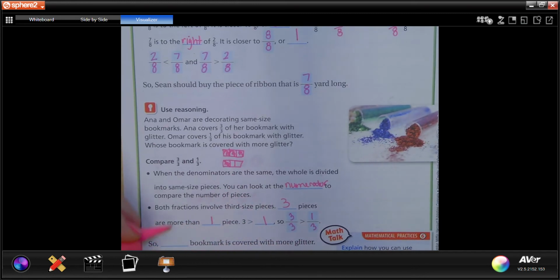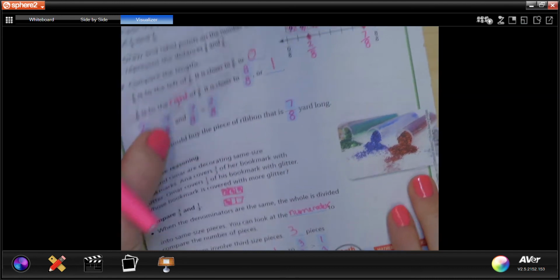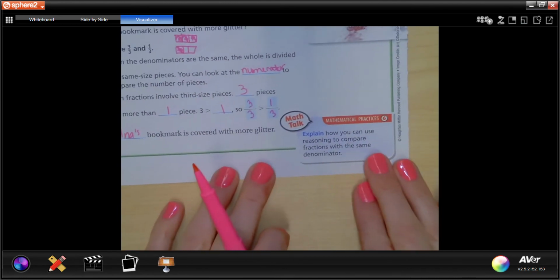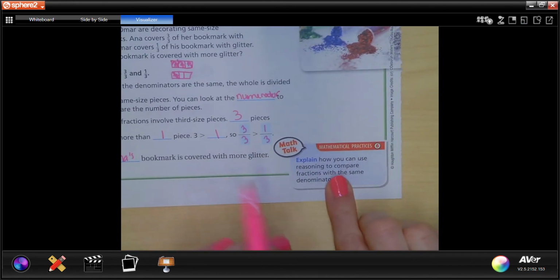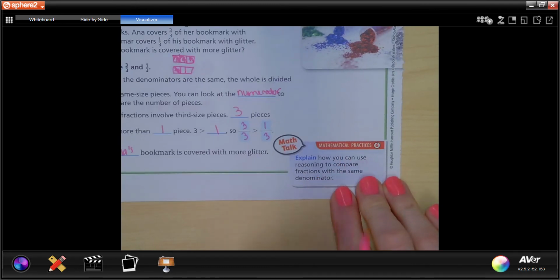So Anna's bookmark is covered with more glitter. Explain how you can use reasoning to compare fractions with the same denominator. It would really be helpful if you guys could see the question, huh? Or the math talk. Explain how you can use reasoning to compare the fractions with the same denominator.